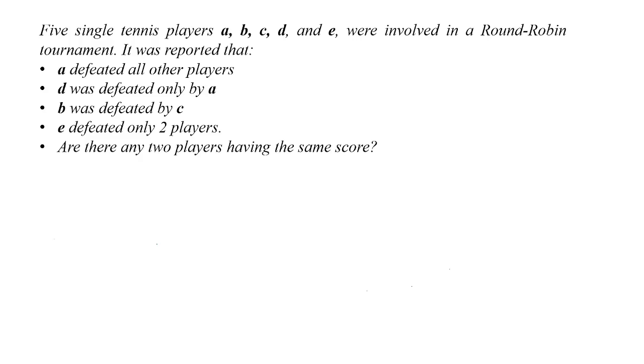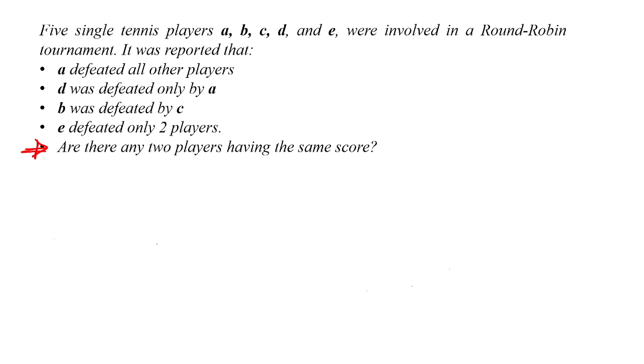Now let's take one problem. It says that we have 5 players, A, B, C, D, and E, and they are playing a round robin tournament. Some conditions are given: A defeated all the players, D was defeated only by A, B was defeated by C, E defeated only 2 players. And what we are expected to find out is whether any 2 players have the same score, or let's say I also want to predict the score of every player in the tournament.